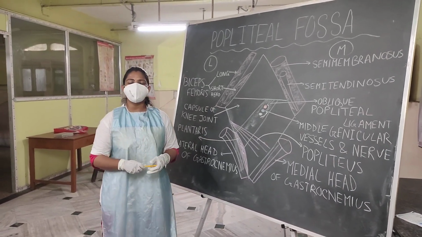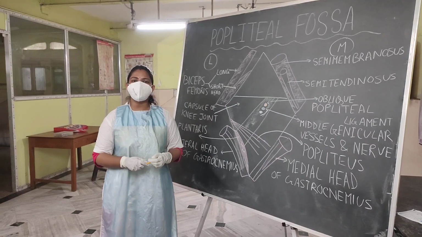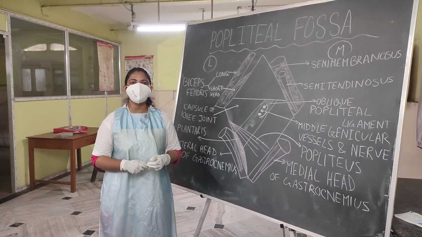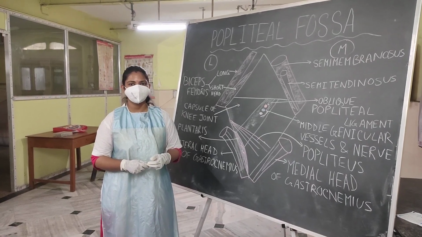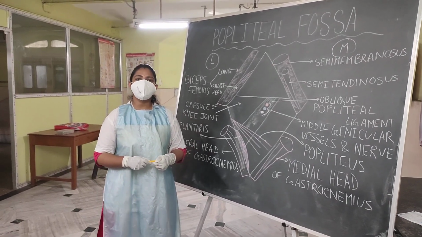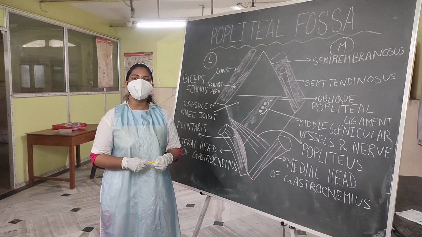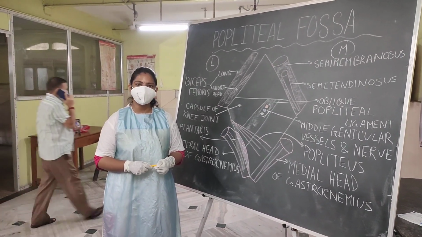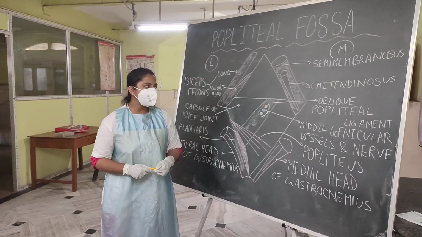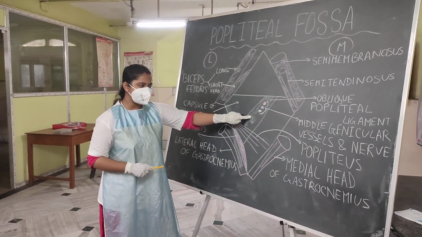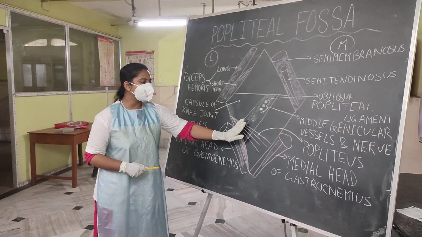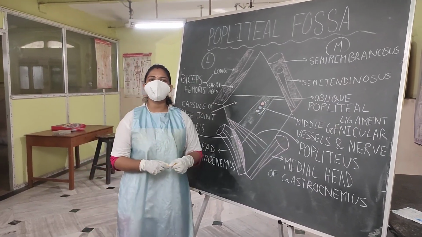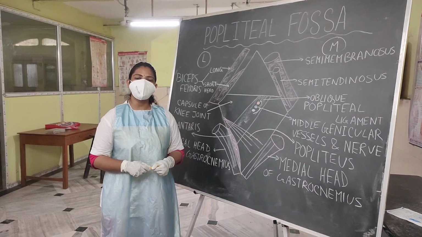The roof of the popliteal fossa is formed by the deep fascia, which is also known as popliteal fascia. The floor of the popliteal fossa is formed by the popliteal surface of the tibia bone, the oblique popliteal ligament, fascia covering the popliteus muscle and the upper part of the posterior surface of the tibia bone.